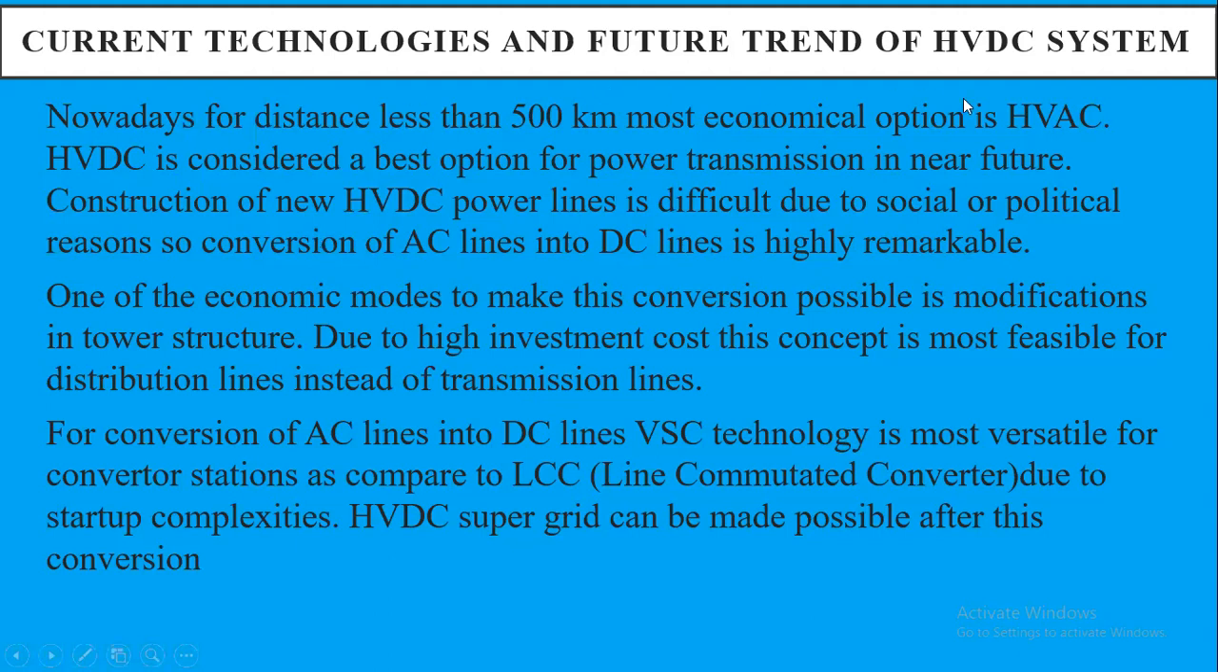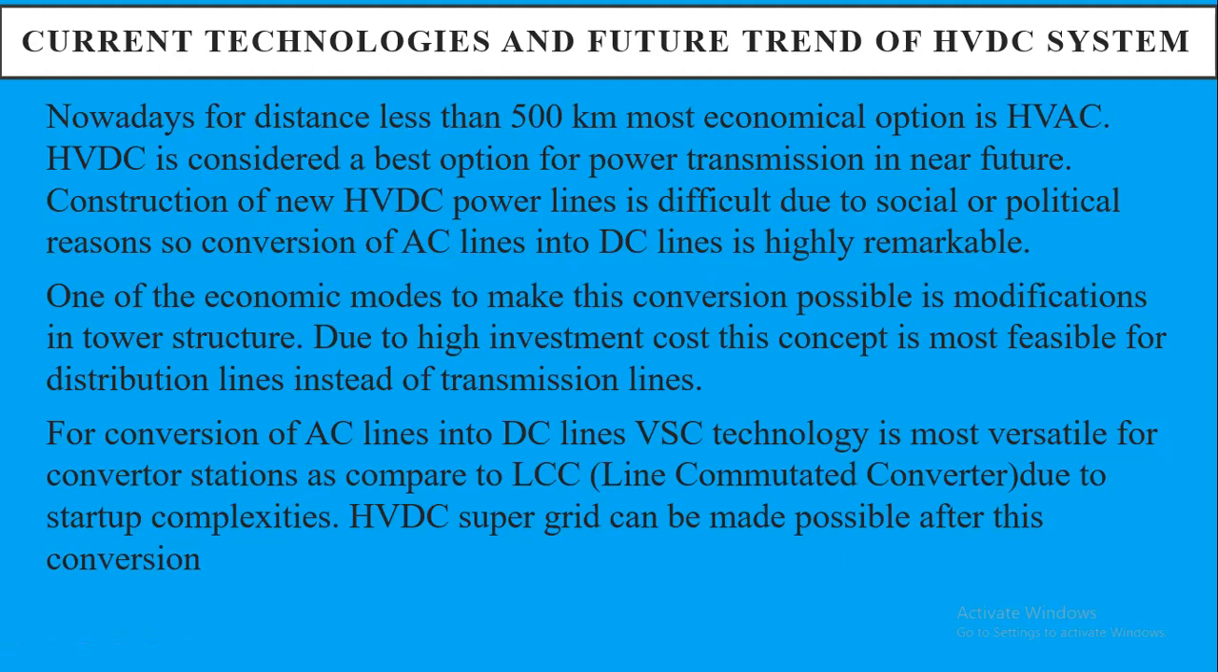The current technologies and future trend of HVDC systems are nowadays for distance less than 500 kilometer. Most economical option is HVAC. HVDC is considered the best option for power transmission in near future. Construction for new HVDC power lines is difficult due to social or political reasons. So conversion of AC lines into DC lines is highly remarkable.